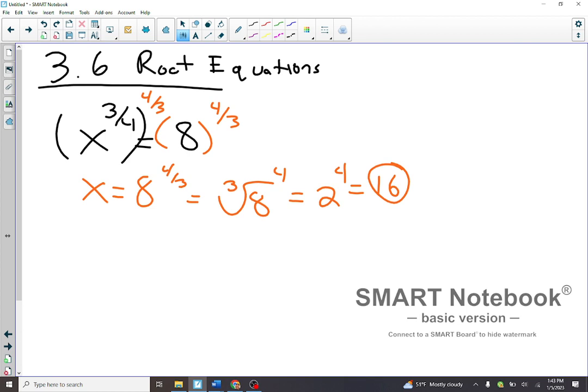That's it. Wait, how is this? Oh, so if you were to plug in 16 to the 3 over 4 power, that would be 8. So I'm saying 16 to the 3/4 power is 8. Another example.